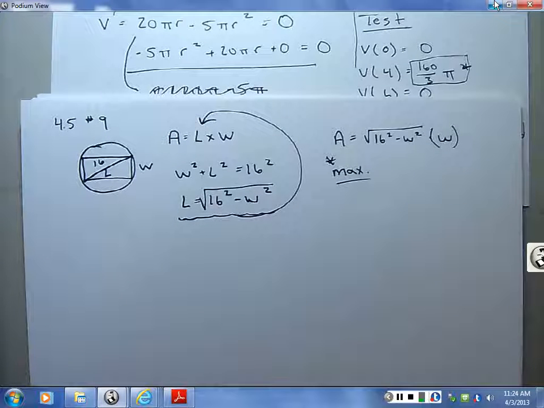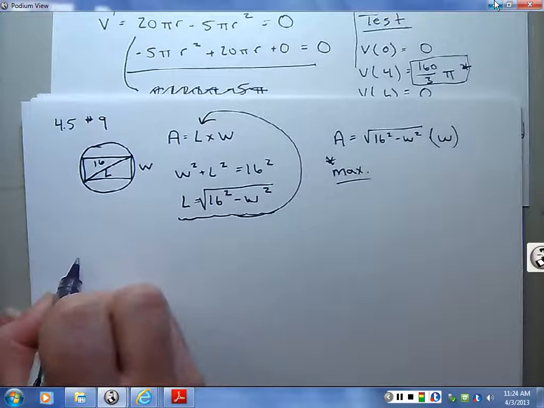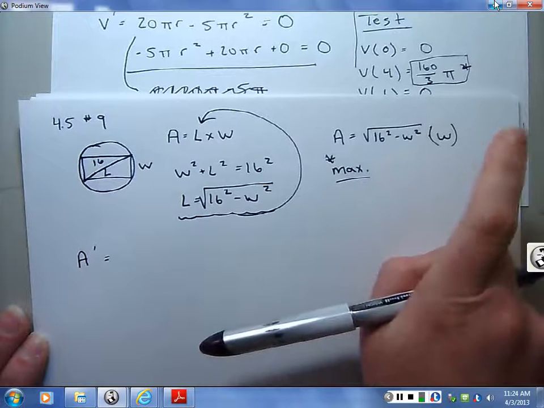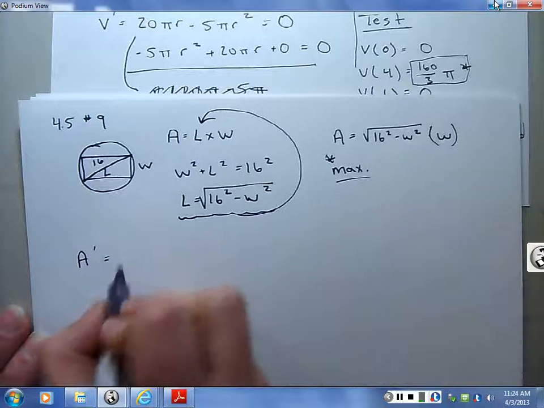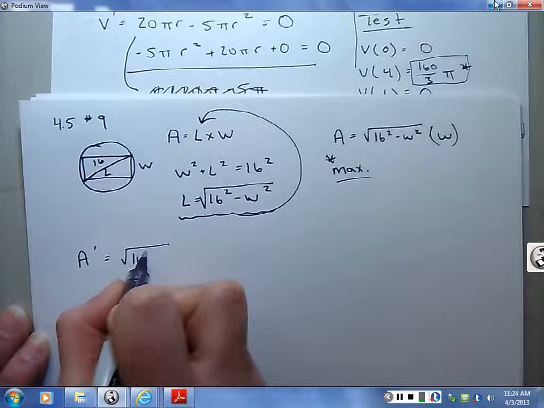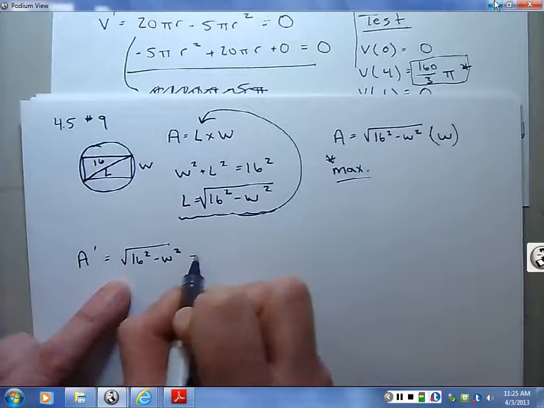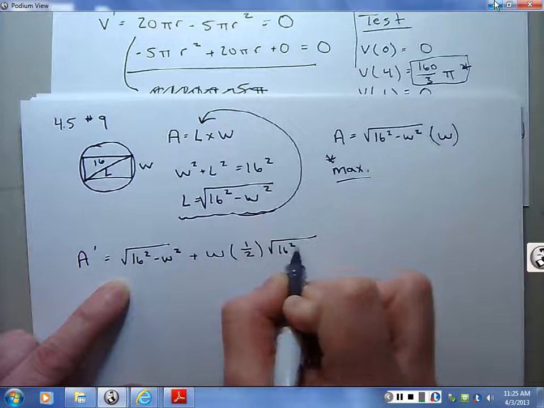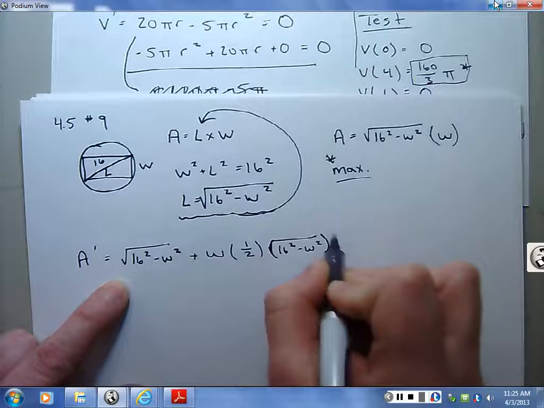The procedure on all these is the same, right? Get the picture, get the two formulas, solve for one variable in one formula, plug that back into the formula you want to maximize or minimize, and then maximize or minimize it. So here, what is the derivative of area? Derivative of the first one, hold the second one, plus the derivative of the second one, hold the first one. So this would be the square root of 16 squared minus w squared, plus w times 1/2 of 16 squared minus w squared. Oh, sorry, that's to the minus 1/2.